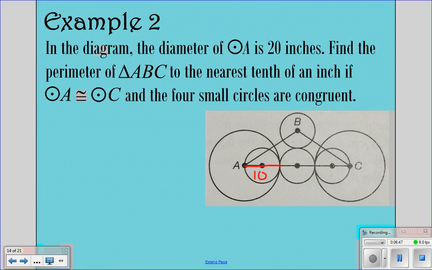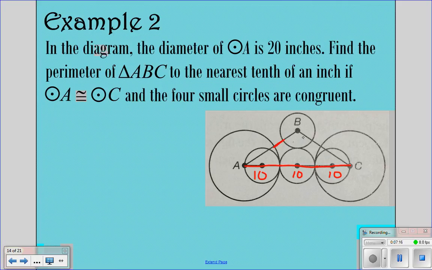But that is also the diameter of a big circle. So that means that this length is 10, and then this one would be 10, and then this one would be 10, because those are all congruent circles. Now, we don't know how to figure out the length of AB or BC, because these two circles don't touch, and so there's no way for us to figure out the length here using the radius or the diameter of the circles.